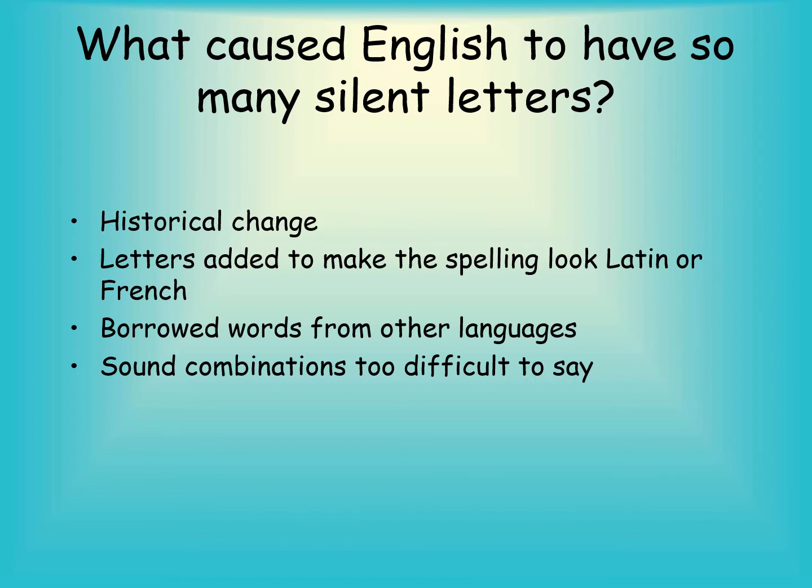Now we could ask ourselves, how is it that English has so many silent letters? By looking at it, we realize that historical change over many years has brought silent letters into the English language. Letters were also added to make spelling look Latin or French. Then again, words were borrowed from other languages, especially with regards to science. And then sound combinations were too difficult to say, and therefore certain sounds of letters were skipped.